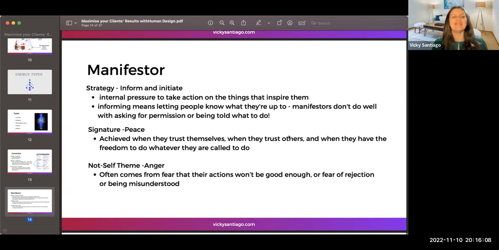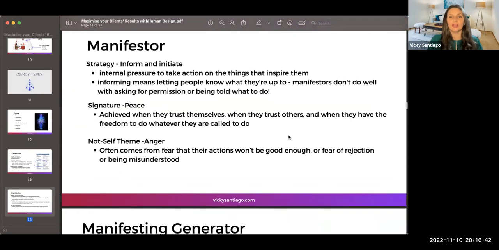Okay, a manifestor's signature feeling is peace. So they'll achieve that feeling of peace when they trust themselves, when they trust others, and when they have the freedom to do whatever they're called to do. Their not-self theme is anger. So if they're being told what to do, they're probably going to react with anger. If they're feeling like they have to ask permission to do what they want to do, they're probably going to feel anger. That anger can also come from the fear that their actions won't be good enough, fear of being misunderstood, all that good stuff as well.